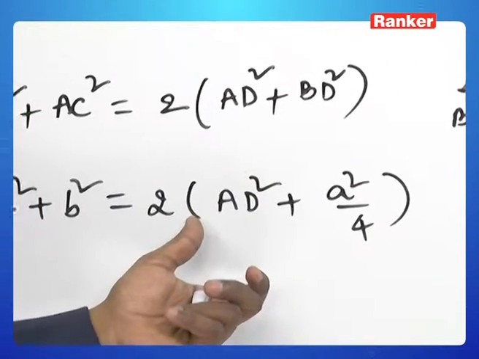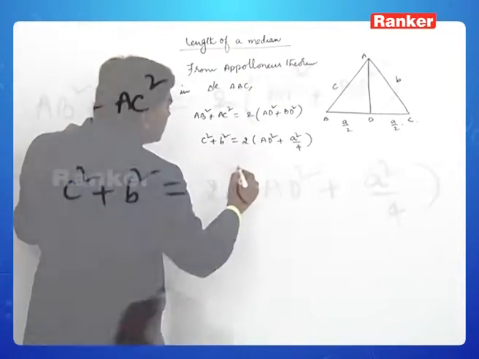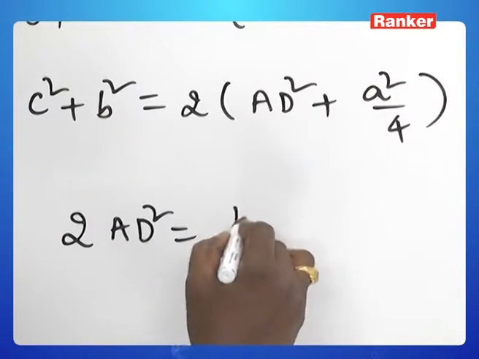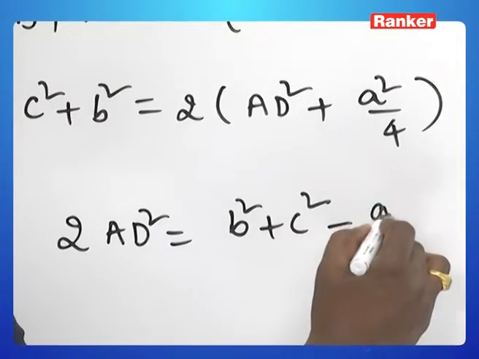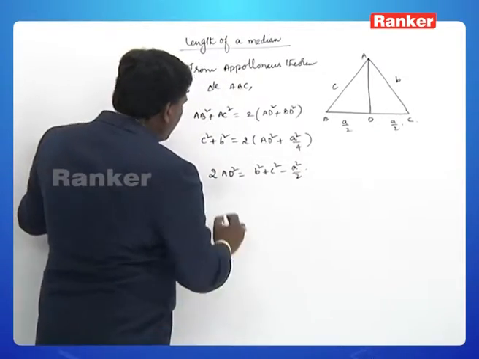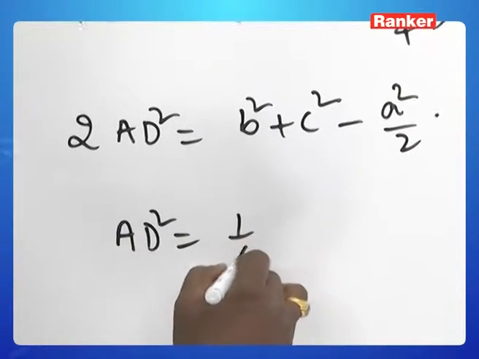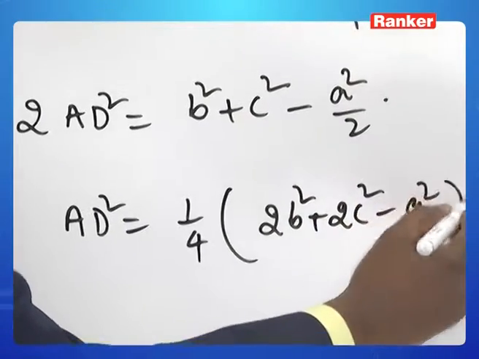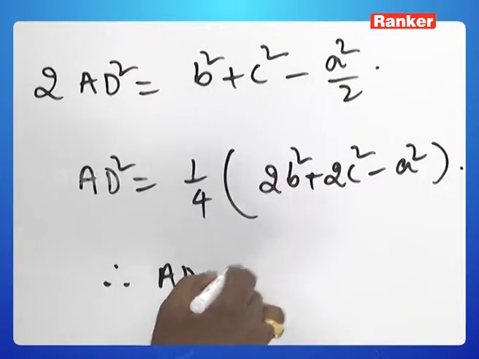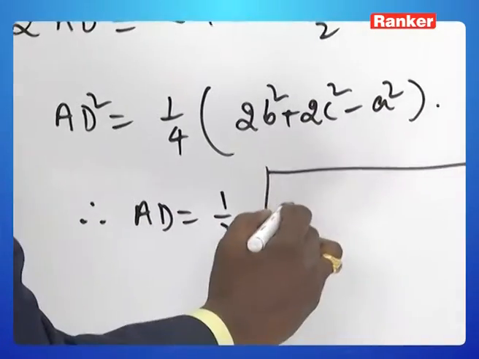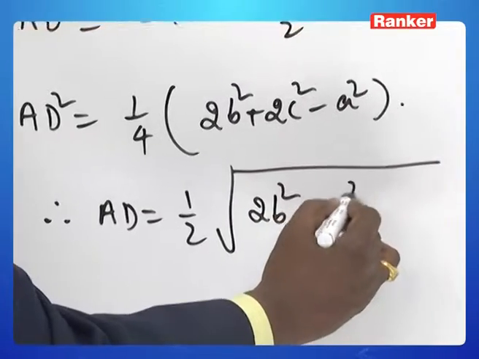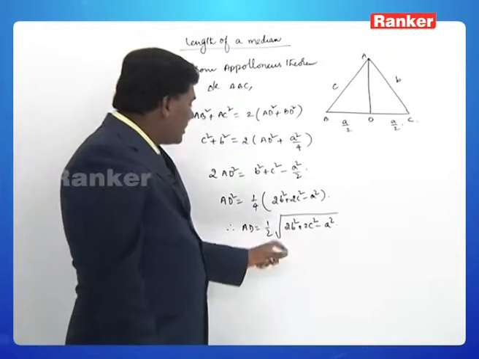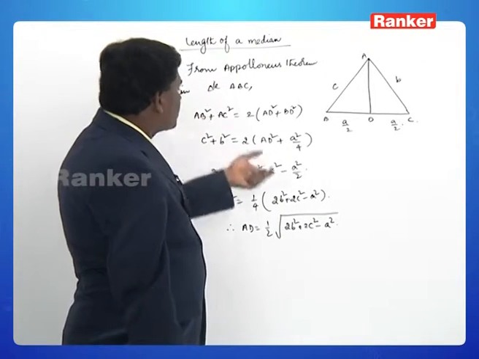Now, transferring all the terms to the other side, 2 AD square equals b square plus c square minus a square by 2. So AD square equals 1/4 of 2b square plus 2c square minus a square. Then the length of AD equals half under root 2b square plus 2c square minus a square. This is the way of finding the length of a median in a triangle ABC.